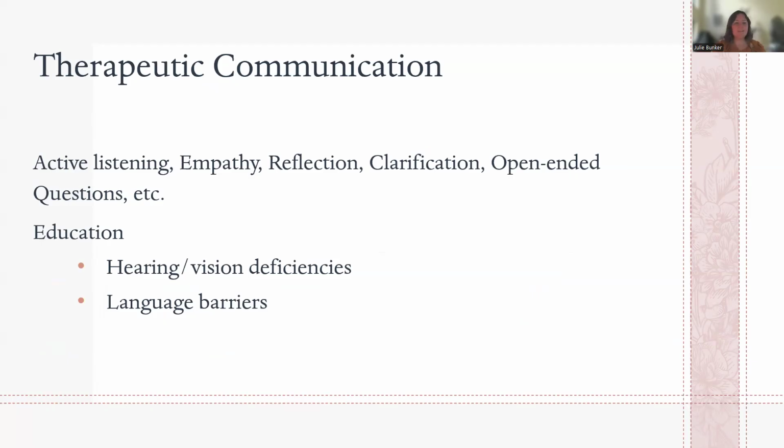Okay, so basics in therapeutic communication. These are basic techniques to use: active listening, empathy, reflection, clarification. We love open-ended questions. Same idea with clarification too. That would be asking a question back to them. Like, I don't know, do you think I should have this procedure?